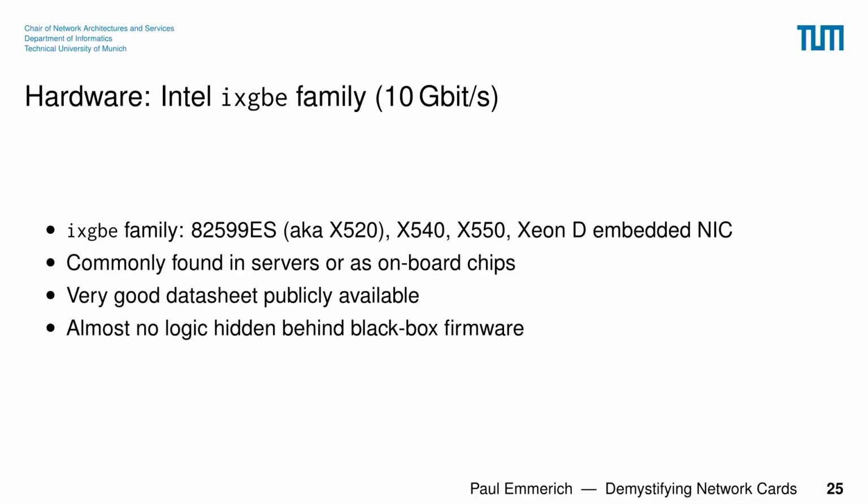And the nice thing about them is they have a publicly available datasheet, meaning Intel publishes this 1,000 pages of PDF that describes everything you ever wanted to know when writing a driver for these. And the next nice thing is that there's almost no logic hidden behind black box magic firmware. Many newer network cards, especially Mellanox, the newer ones, hide a lot of functionality behind a firmware, and the driver mostly just exchanges messages with the firmware, which is kind of boring. And with this family, it is not the case, which I think is very nice.